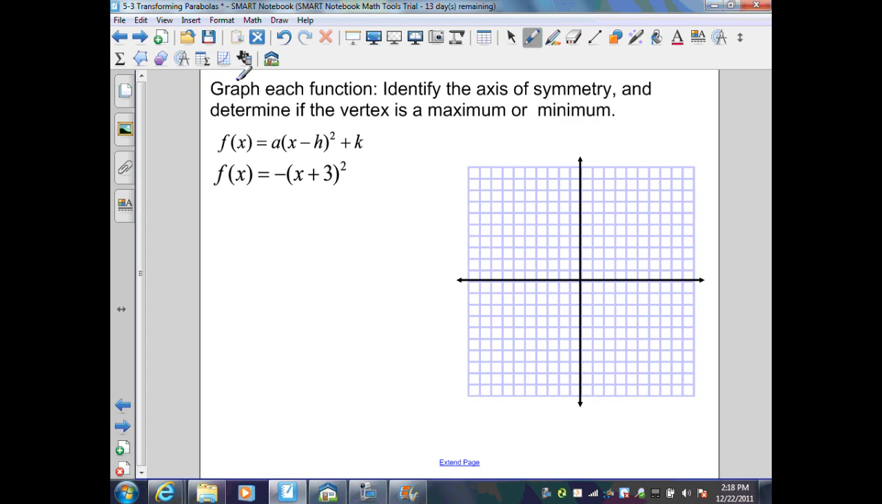Our next example, we want to graph the function a negative 1 times the quantity of x plus 3 squared. Again, we want to determine the axis of symmetry. We know the axis is x equals h, so x equals, here it would be a negative 3. I know that because my general function is a negative inside the quantity, I have a positive. So h must be a negative 3, because a negative times a negative would give me a plus 3. Therefore, I have a vertical line at x equals a negative 3.